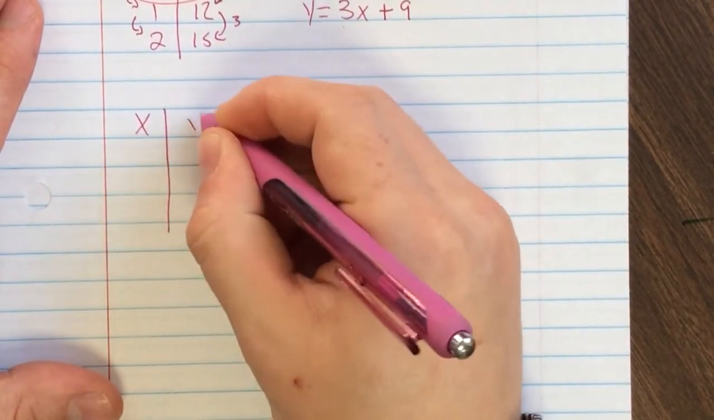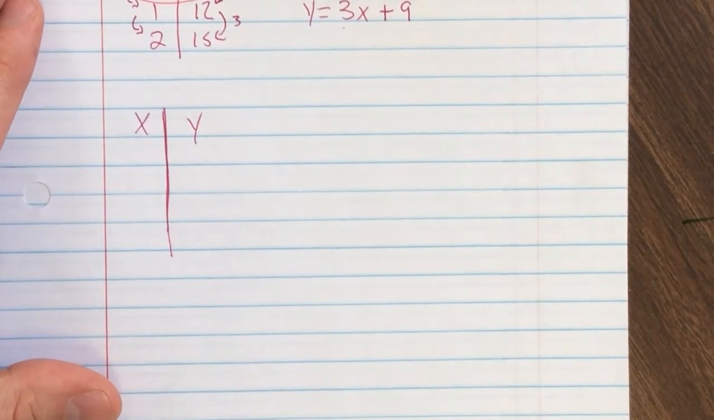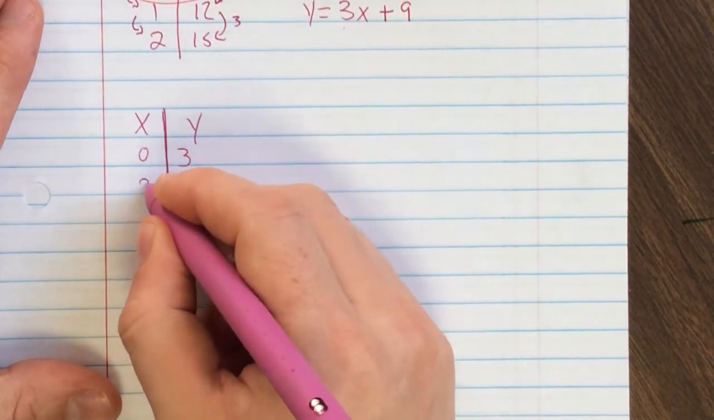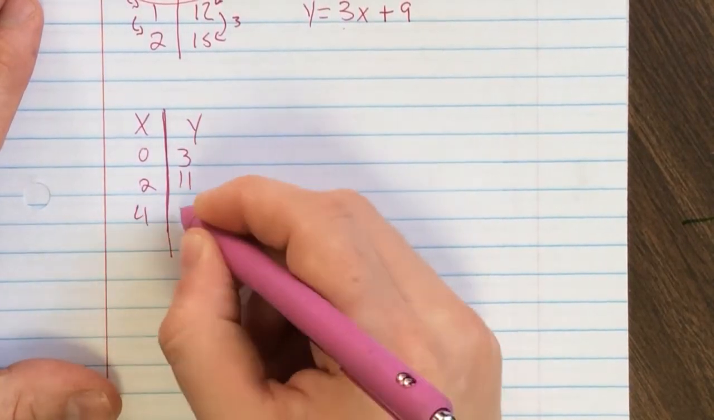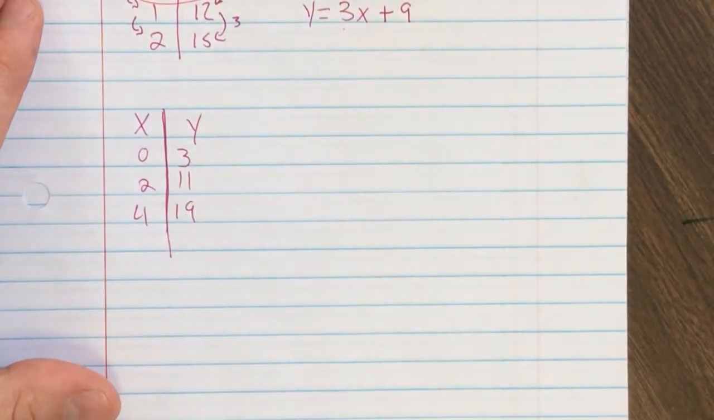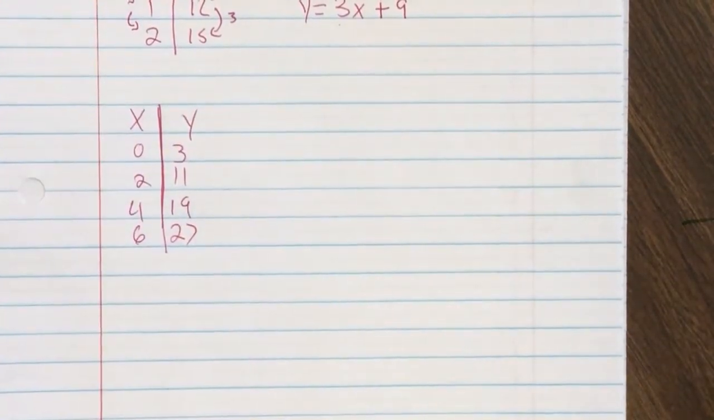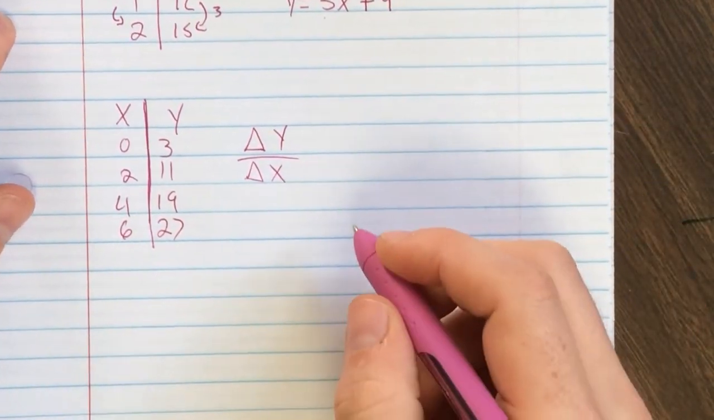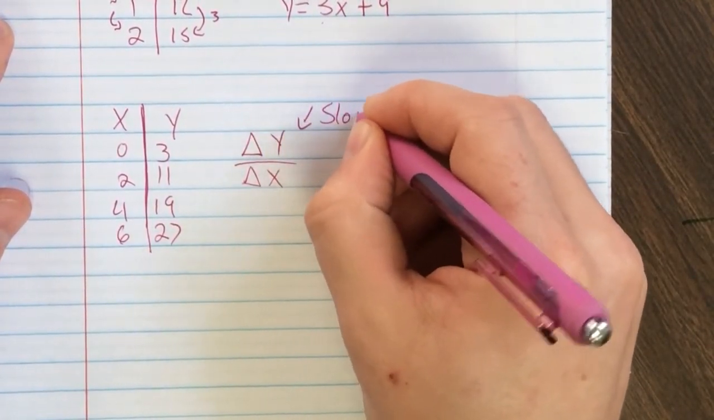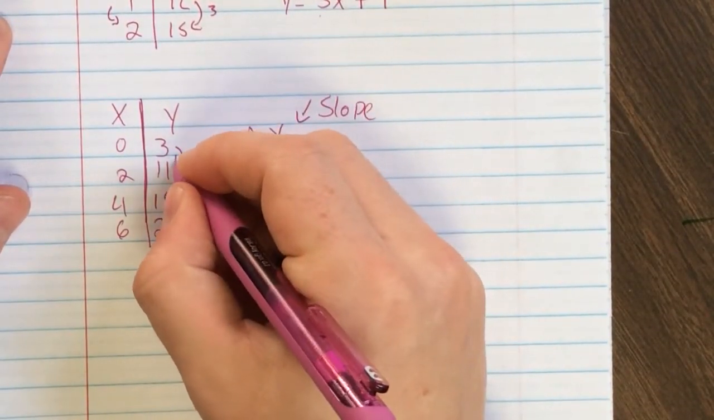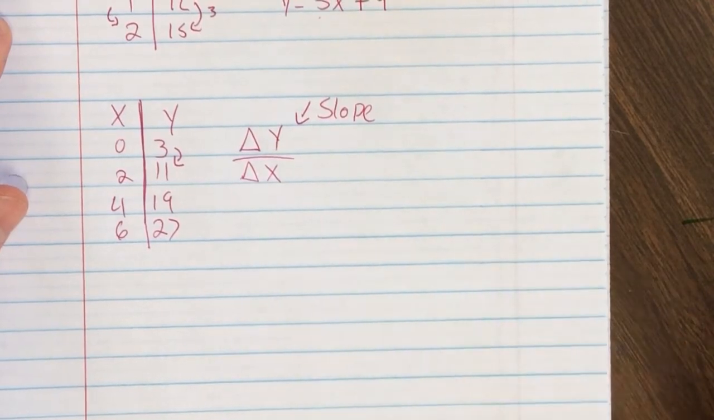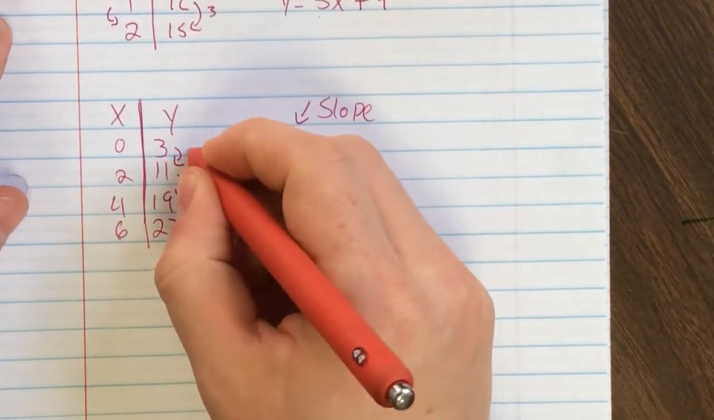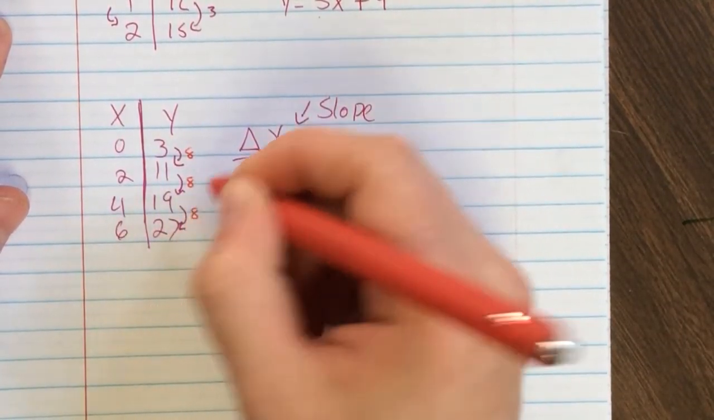Let's do another table here. So we're going to see the change in y over the change in x for our slope, right? That's how you find slope. So how much does y change? Y changes from 3 to 11. When I talk about change, I mean subtract, right? So from 3 to 11, it changes 8 every single time. Right here, 11 to 19 and 19 to 27.